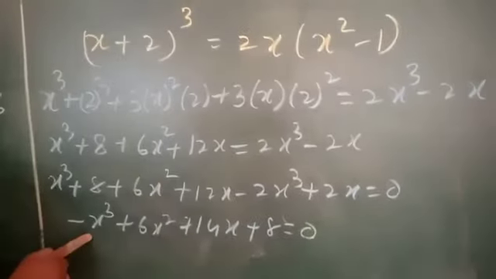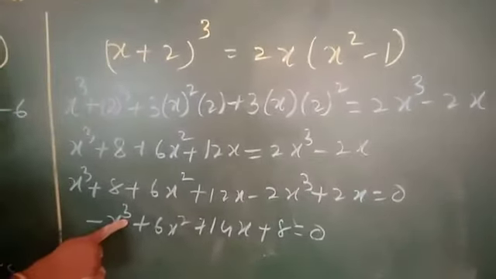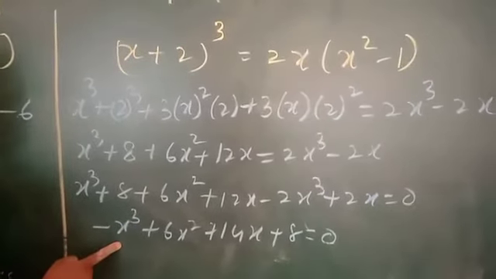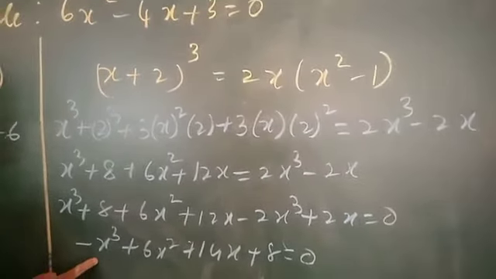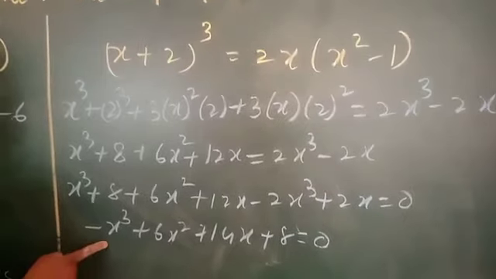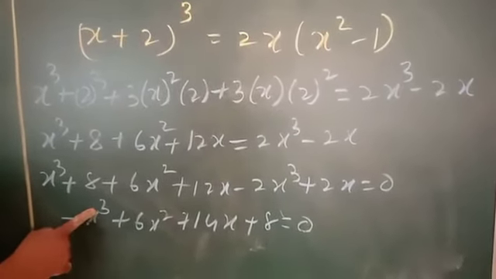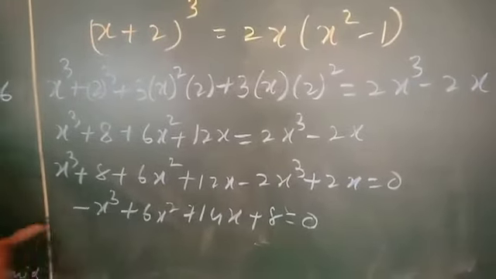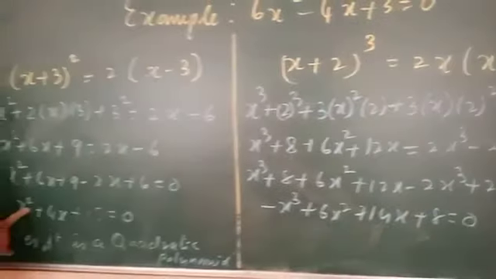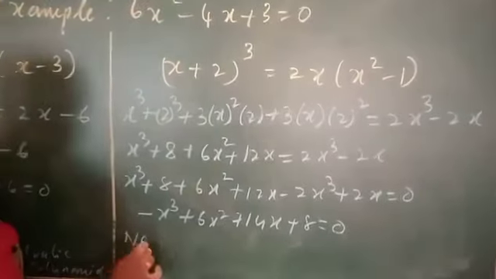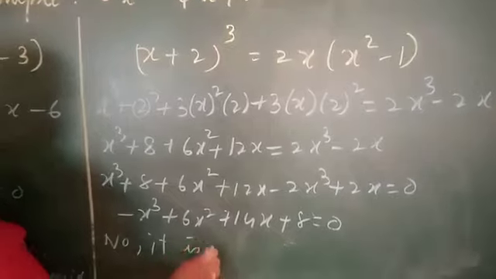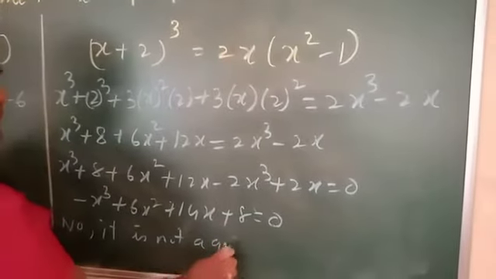Check what the highest degree is. The highest degree is 3. Is it a quadratic polynomial? No, it is not a quadratic polynomial. Why is it not a quadratic equation? Because the highest degree is 3 here. A quadratic equation should have the highest degree 2. Then it is called a quadratic equation. So you can say no, it is not a quadratic equation.